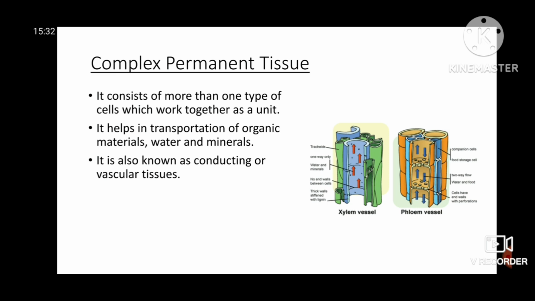Now, the second type of permanent tissue is complex permanent tissue. Complex permanent tissue means the conductors which transfer one thing to another. The tissue is composed of more than one type of cell, which work together as a unit. It helps in transportation of organic materials, water and minerals. It is known as conducting or vascular tissue. Mainly it is xylem vessel and phloem vessel.